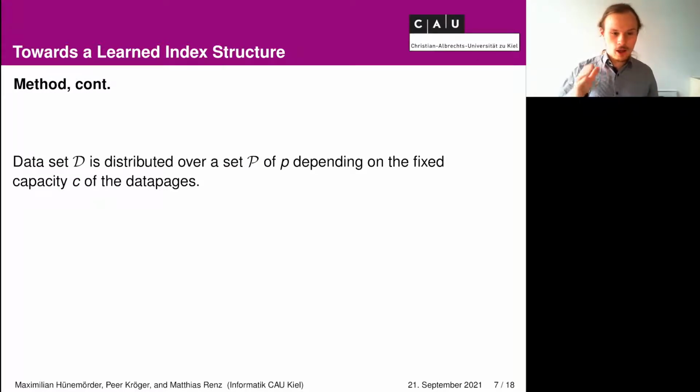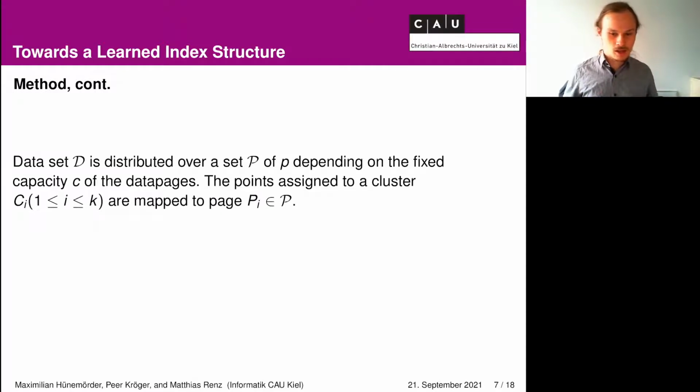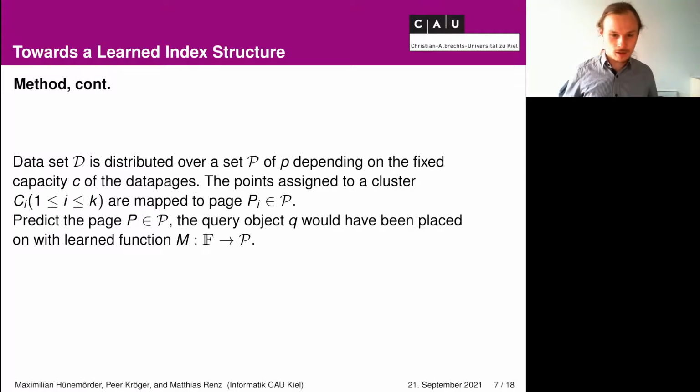More formally, we have a data set D that is distributed over a set of P pages, which are of course dependent on the capacity C of the data pages. So if we have a huge load of points, and small pages, we of course have to have more partitions. The points are then assigned to a cluster or a partition by this partitioning or clustering algorithm, and then they can be mapped to the page. So the page and the cluster are in essence the same.